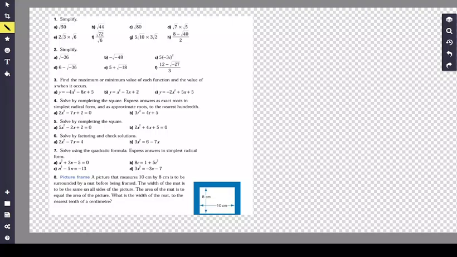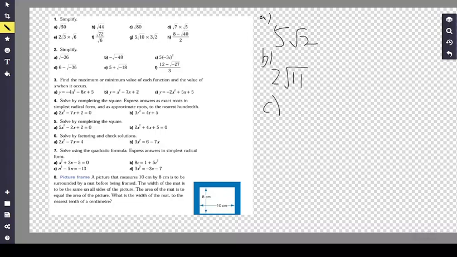So for A, root 50, we're supposed to simplify that so it can be broken down into root 25 times root 2. We all know what root 25 is, it's just 5, so 5 root 2. And B can be broken down into root 4 times root 11, so that's going to be 2 root 11.